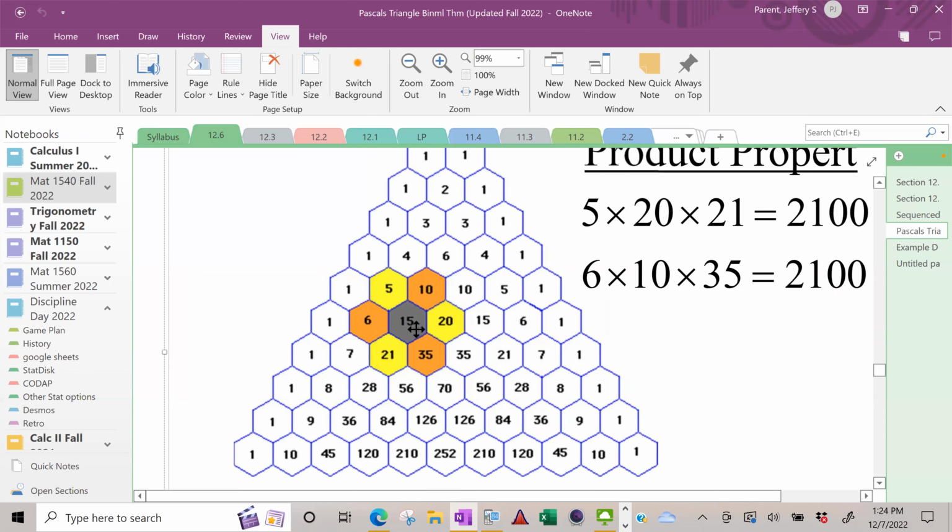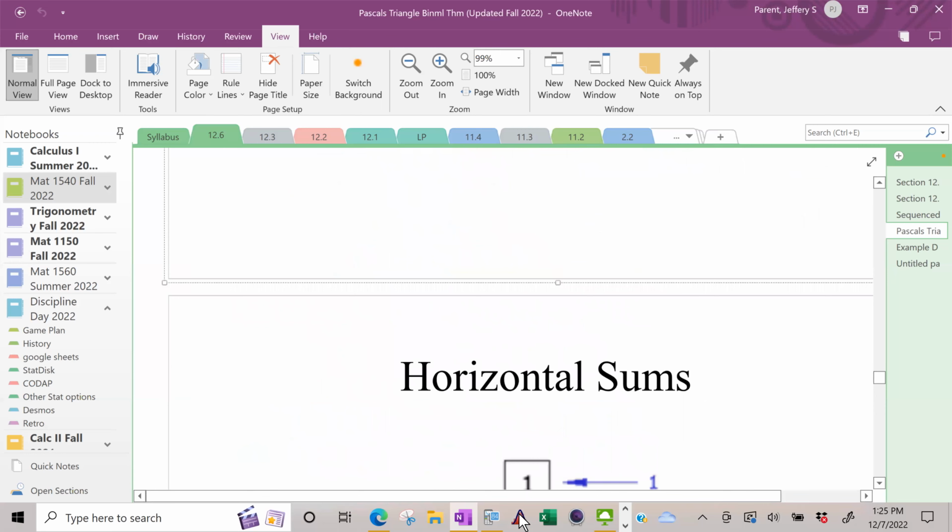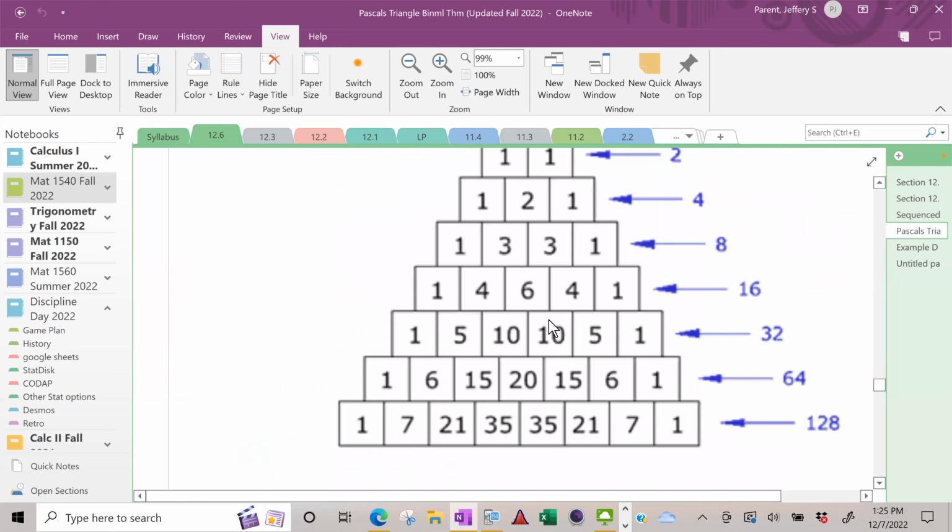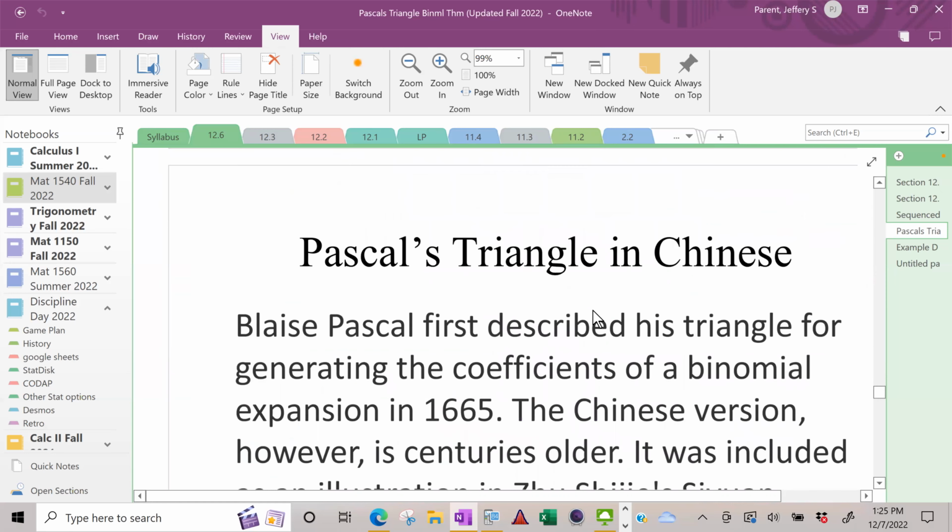If you pick any number in Pascal's triangle and then look at the alternate numbers around it, 10 times 6 times 35 will equal 5 times 20 times 21. Both of them equal 2,100. There are a ton more patterns here, but I digress. Oh, there you go. Across here, you'll find powers of 2 if you add those up.